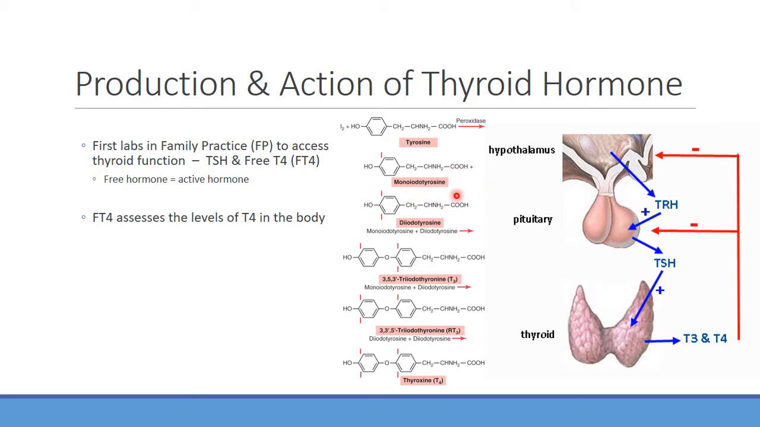At this point, these two can combine in a couple of different formats. If you have two of these diiodotyrosines, you have a molecule with 4 iodines on it, which makes T4. So T4 is basically where you have 2 of these diiodotyrosines put together. You can see this molecule right here. This is T4, thyroxine. When we give you Synthroid for hypothyroidism, this is what we're giving you essentially.